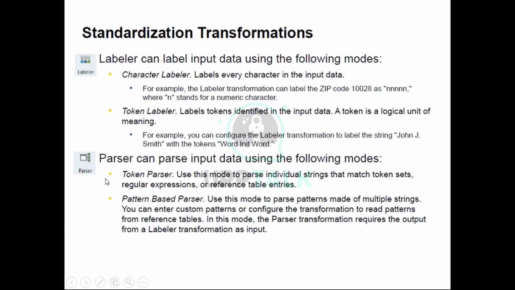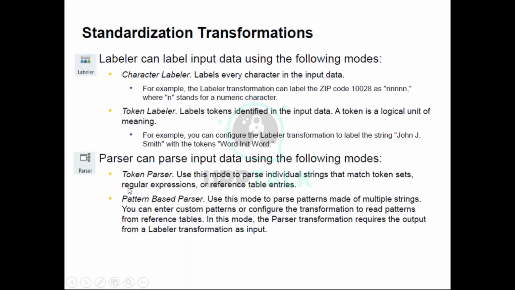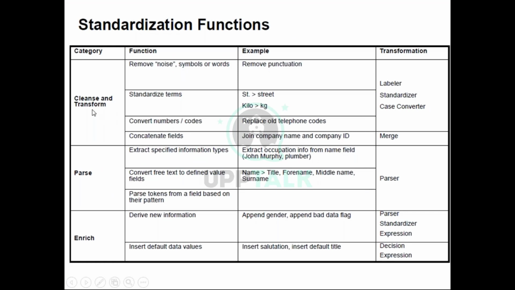When coming to the parser, as I told, it converts one column into multiple values based on our requirement. This is done by the parser transformation. So what can we do in IDQ? In IDQ, we can cleanse the data, cleanse and transform, parse and enrich. Cleansing means removing unnecessary information, noise, junk characters, unnecessary symbols and words. This can be done using the labeler, standardizer, and converter.